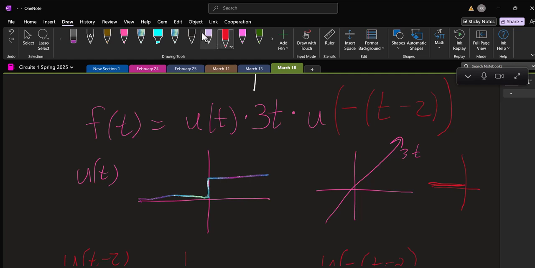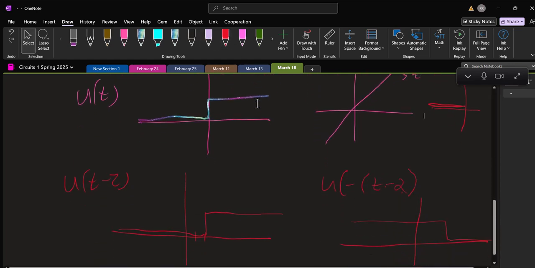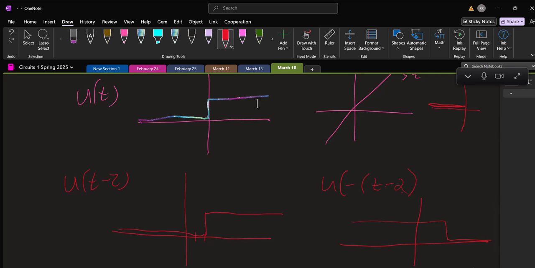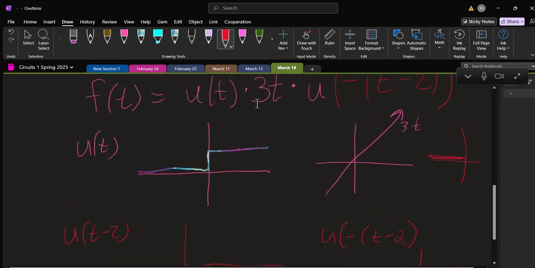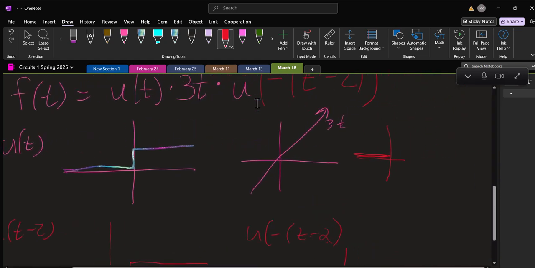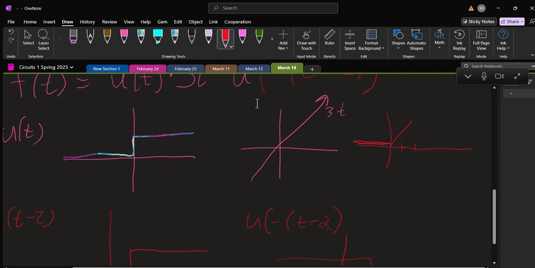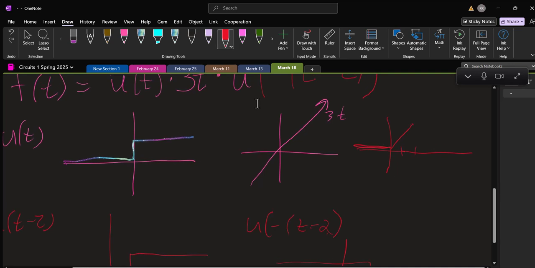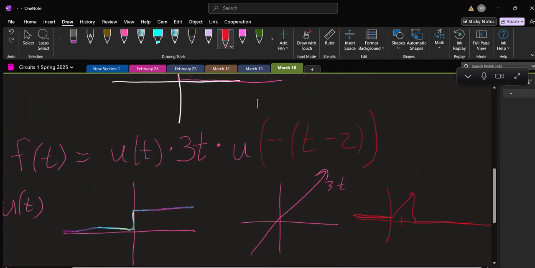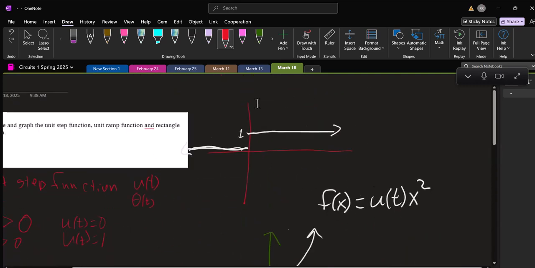And then between 0 and 2, I have my other unit step function as 1. So I would just multiply my 3t times 1, and so between 0 and 2, I just get 3t. And then after 2, it's 0 again, and if you multiply by 0, you get 0. So it just turns it off. So using these two functions, this says you turn it on at 0 and you turn it off at 2. So that's just how you can use the unit step function.